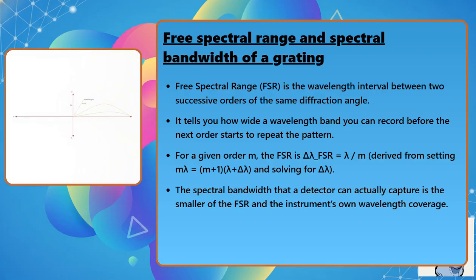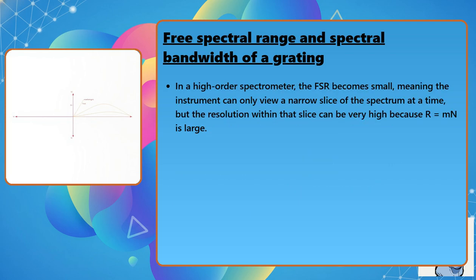The spectral bandwidth that a detector can actually capture is the smaller of the free spectral range and the instrument's own wavelength coverage. In a high-order spectrometer, the free spectral range becomes small, meaning the instrument can only view a narrow slice of the spectrum at a time, but the resolution within that slice can be very high because R equals mN is large.